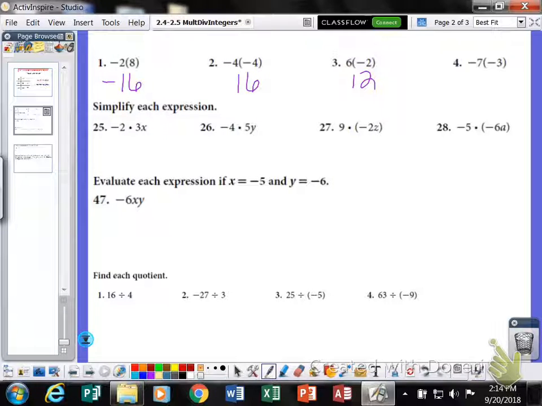6 times 2 is 12. One of them is negative, so my answer is negative. 7 times 3 is 21. They are both positive, they are both the same. Or they're both negative, I'm sorry. They're both negative, therefore the answer is positive.